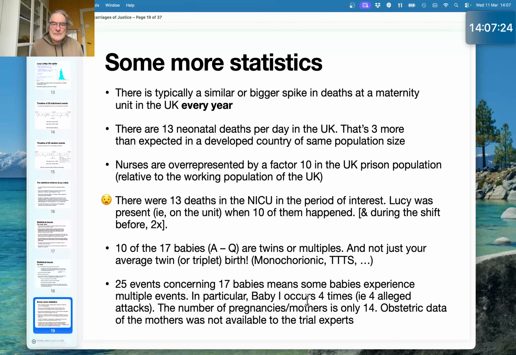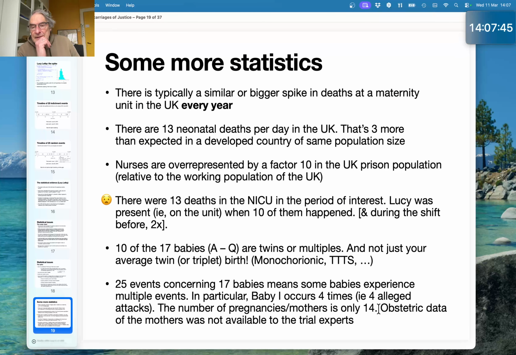Now, as I've said before a few times, it's written again here, there are 25 events and they only concern 17 babies. And actually, the number of pregnancies or mothers is only 14. Obstetric data of the mothers was not available to trial experts and should have been.